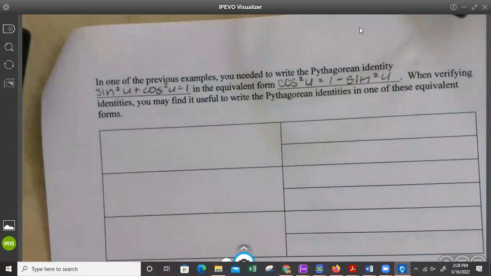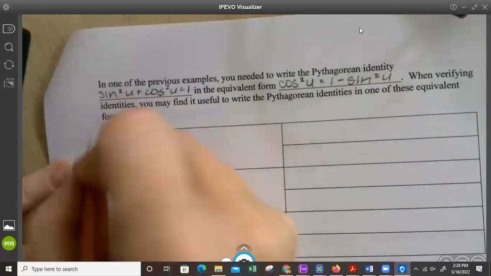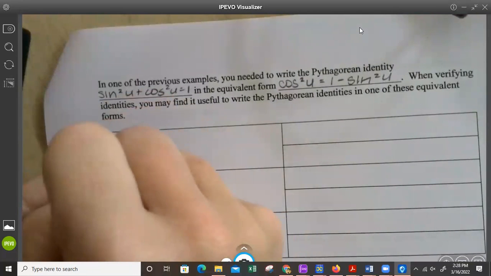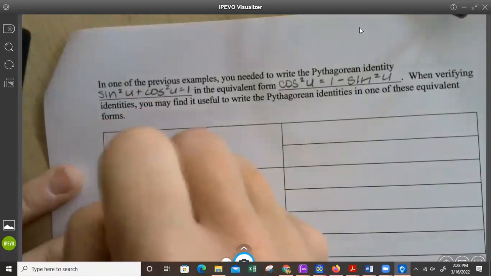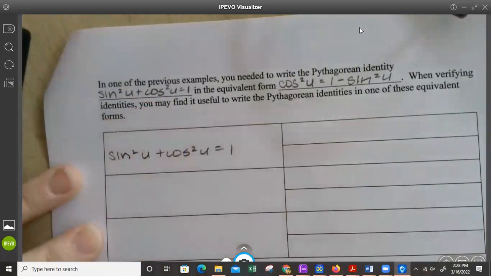When verifying identities, you might find it useful to write the Pythagorean identities in one of these equivalent forms. So our first one is the one that we just did. Sine squared u plus cosine squared u equals 1.